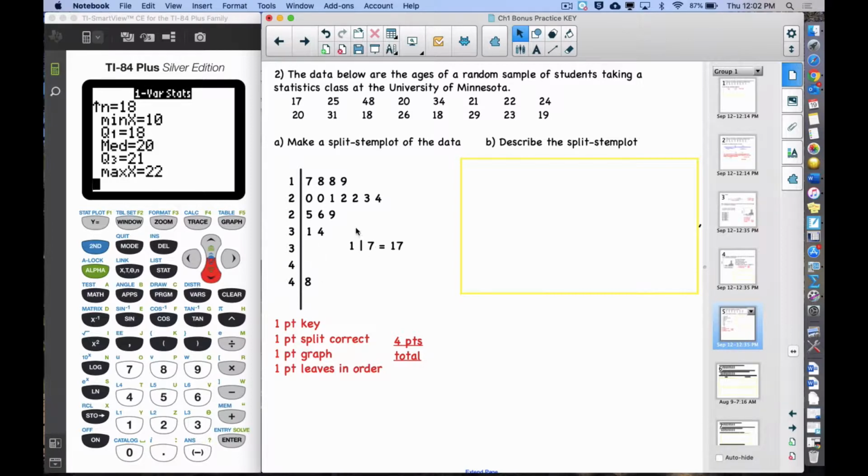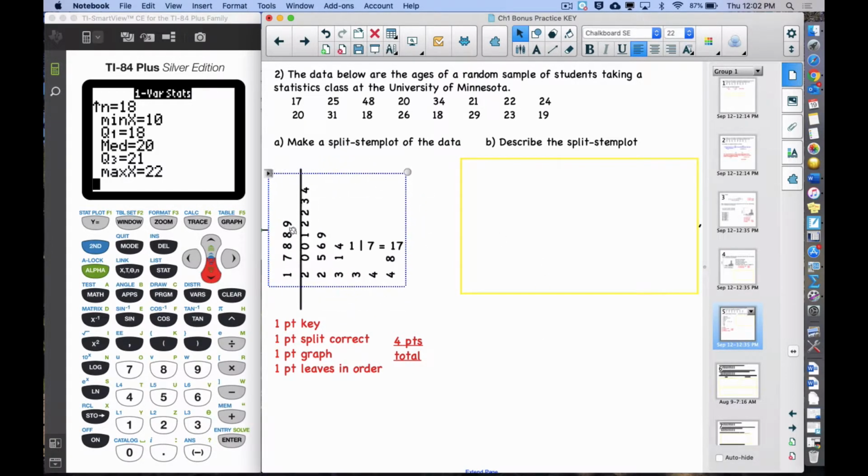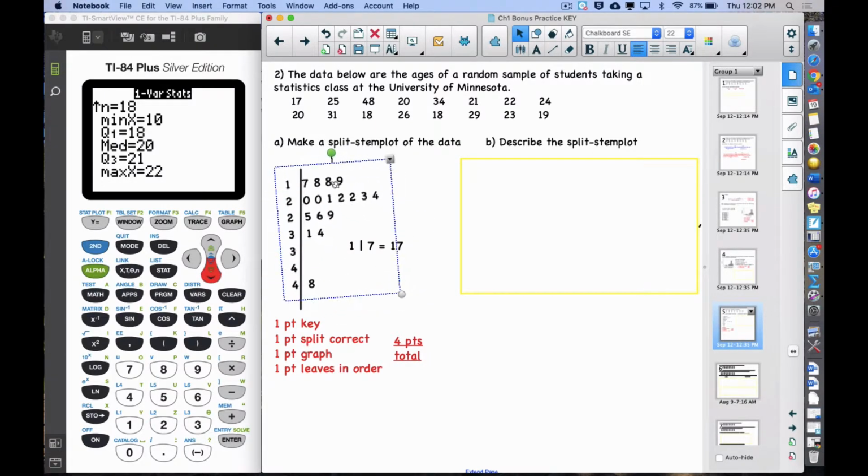So you get 1 point for the key, 1 point if you split them correctly, 1 point for having just the graph there, the data in the right spots, and then 1 making sure you go from smallest to largest with your leaves. And then if we're going to describe this, one way to think about this is if you turned it this way, that'll help with your skew right, skew left.